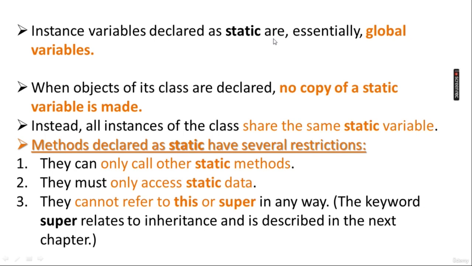Methods declared as static have several restrictions. First restriction is they can only call other static methods. They must only access static data, and they cannot refer to this or super in any way. And super relates to inheritance directly, and it is described in the upcoming chapter. So there are three restrictions you have to remember. First, they can only call other static methods. Second, they must only access static data. Third, they cannot refer to this or super in any way.